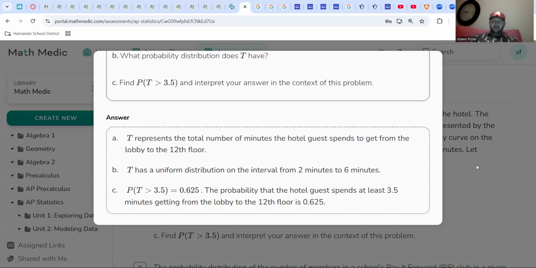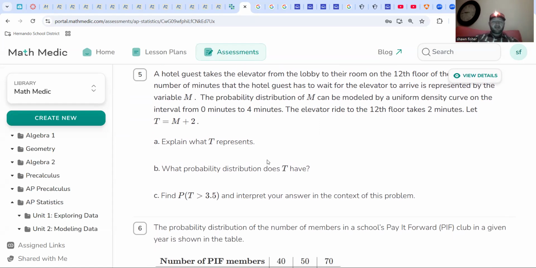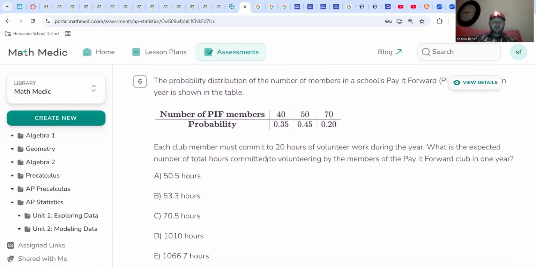We talked a little bit about uniform probability density, and it is in your notes. So make sure that you're looking at your notes. Okay. All right. Let's keep going. Quick, quick. You guys should be able to do this one.